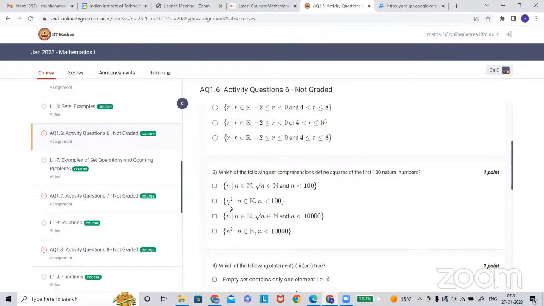Okay, this is the explicit way to write. You are taking the natural numbers less than 100 and making the square. Actually, this set is the collection of squares of natural numbers which are less than 100. This line is saying that.